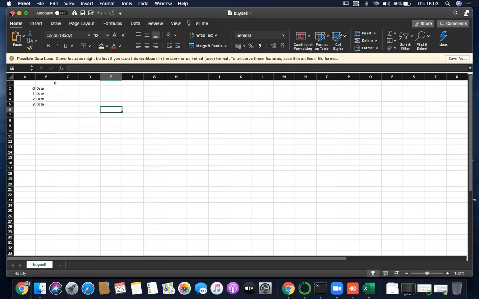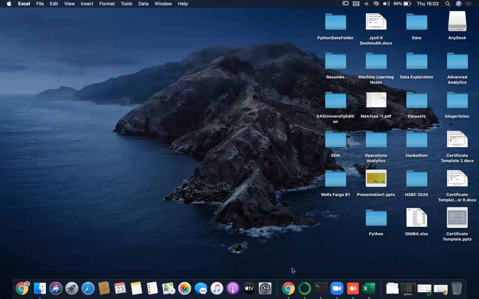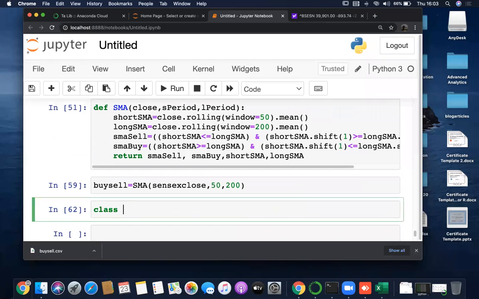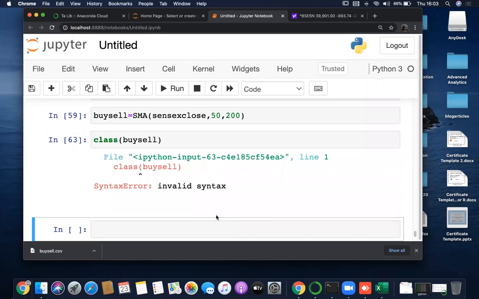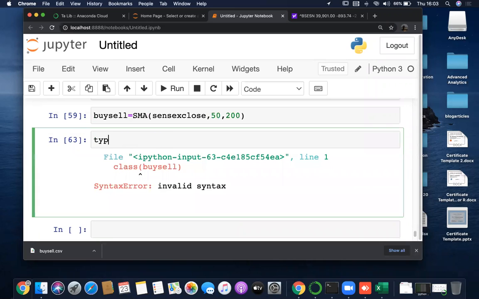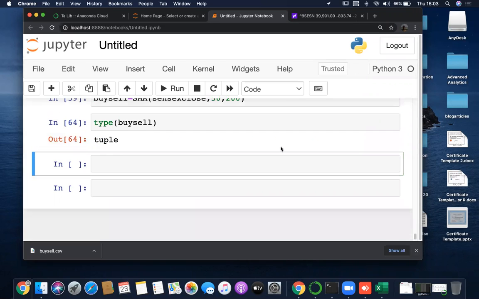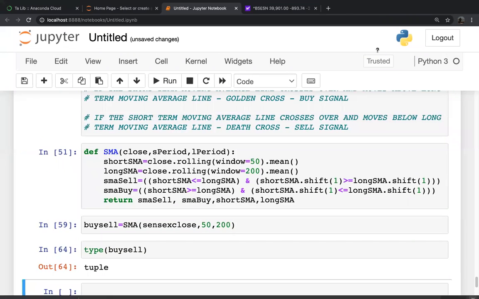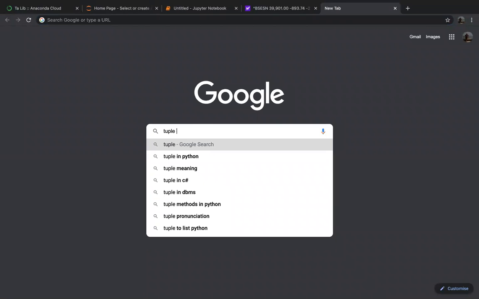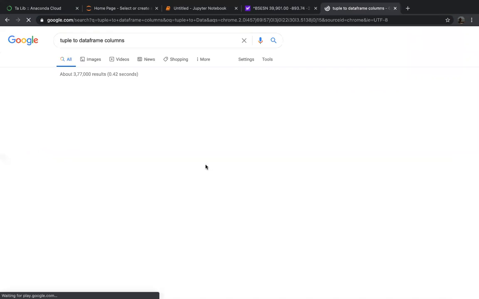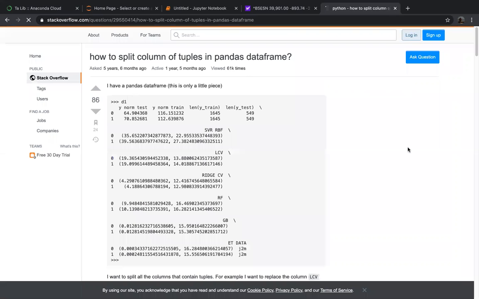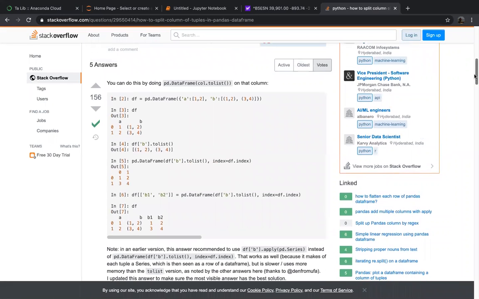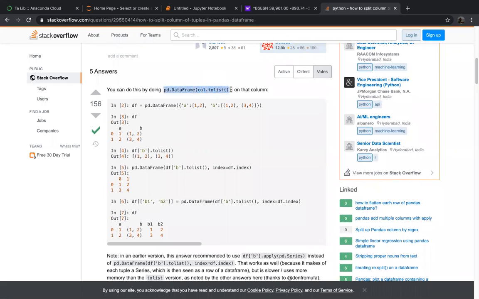No, we got nothing. All right. Plot. It is a tuple. Okay, so we are getting it as a tuple. So we have to convert the tuple to a data frame, with columns. We'll just do it now in a matter of seconds. Very simple, to list.